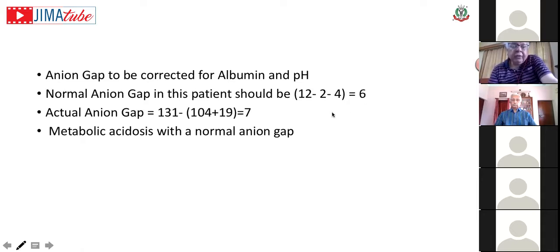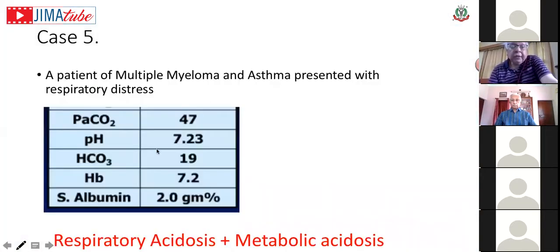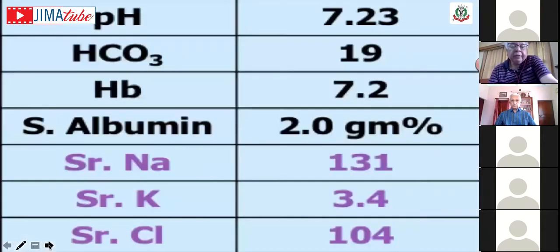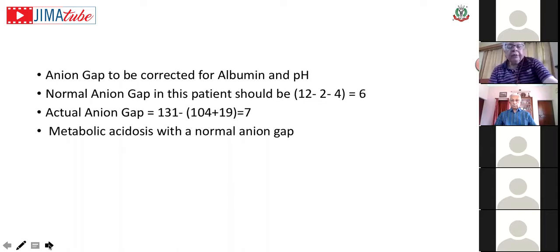So what is the actual anion gap in this patient? Sodium was 131, this was chloride, this was bicarb, and this is 7. So this patient has a normal anion gap acidosis. If you had taken 12 as normal, then you would have said this is high anion gap acidosis. But look at the albumin and look at the pH to know what the normal anion gap is. So this patient has a normal anion gap acidosis. What could be the reason for this? Anyone?